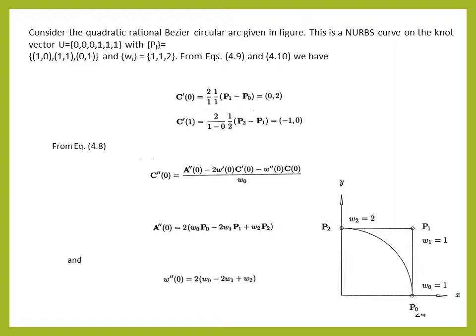Now we'll discuss an example. As you see on the bottom right of your screen, a figure, an arc, is given. The knot vector for this arc is 0, 0, 0, 1, 1, 1, and its weights wi are 1, 1, 2. Now if we find the derivatives of this curve at its endpoints, we just need to apply equations 4.9 and 4.10, and we have the result, that is C'(0), which will give us (0, 2), and C'(1), which will give us (-1, 0).